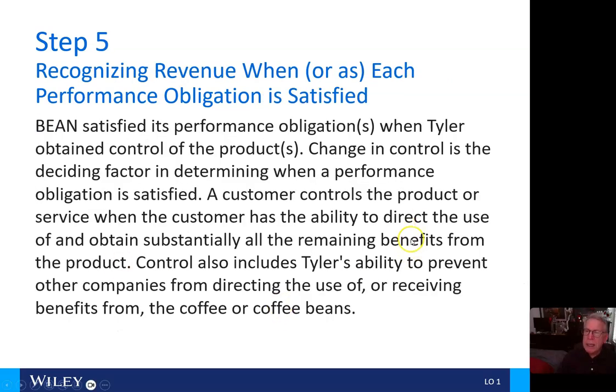Okay, Bean is satisfied with the performance in step 5 when Tyler obtained control of the product. Change in control is the deciding factor in determining when a performance obligation is satisfied. A customer controls the product or service when a customer has the ability to direct the use of and obtain substantially all the remaining benefits from the product. So, control also includes Tyler's ability to prevent other companies from directing the use of or receiving benefits from the coffee or coffee beans.